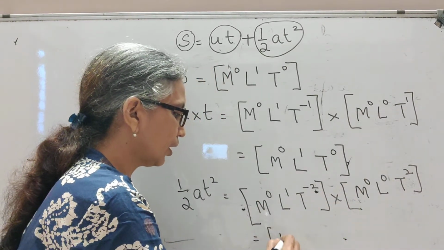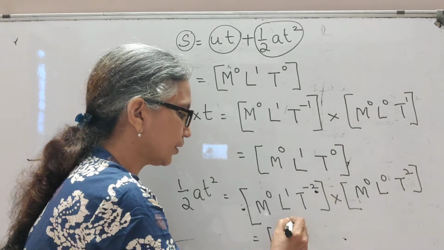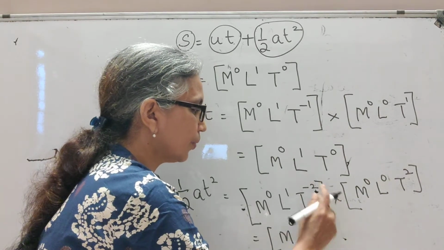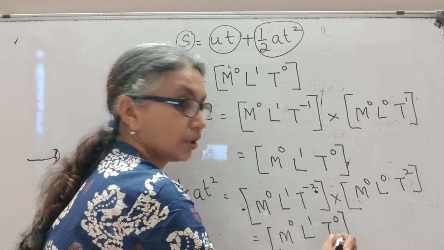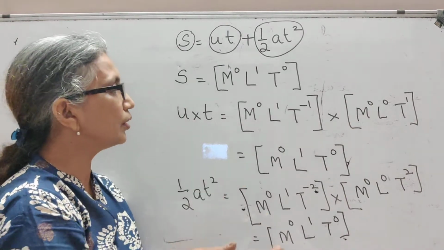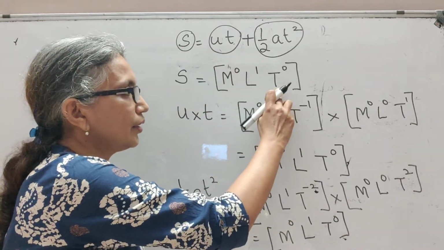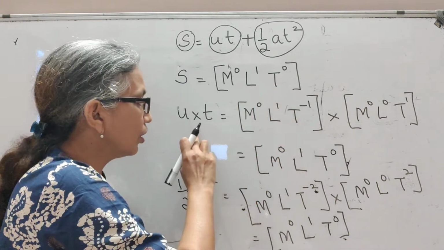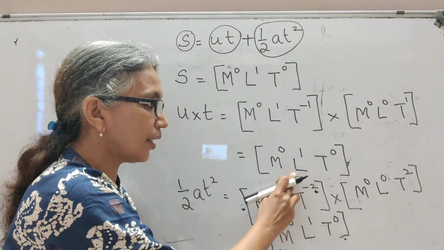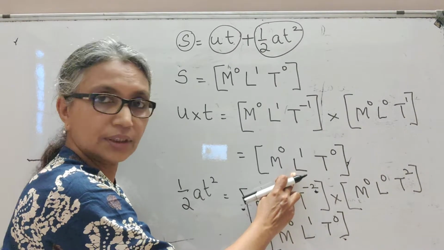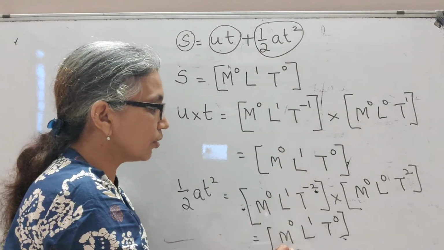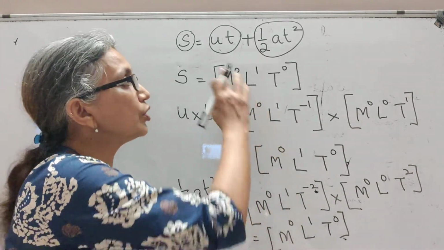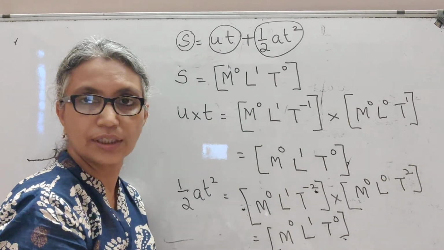So we have here m raised to 0 plus 0 is 0, L raised to 1 plus 0 is 1, T raised to minus 2 plus 2 is again 0. So now you will see all the three terms. The first has the dimensional formula m0 L1 T raised to 0. The second term also has the same dimension, m0 L raised to 1 T raised to 0. The third term also has the same dimension, m0 L raised to 1 and T raised to 0, which means your equation is dimensionally correct.